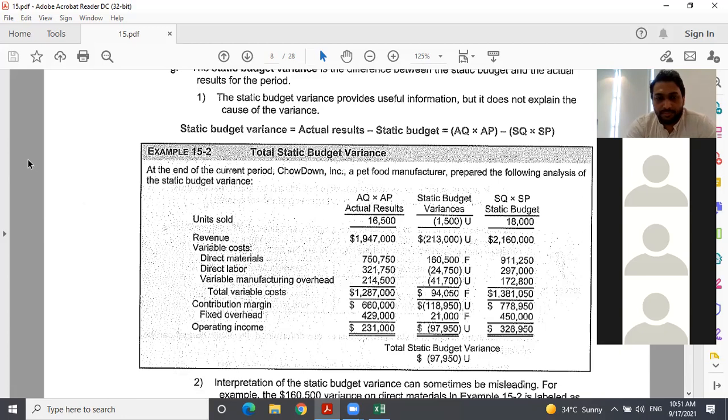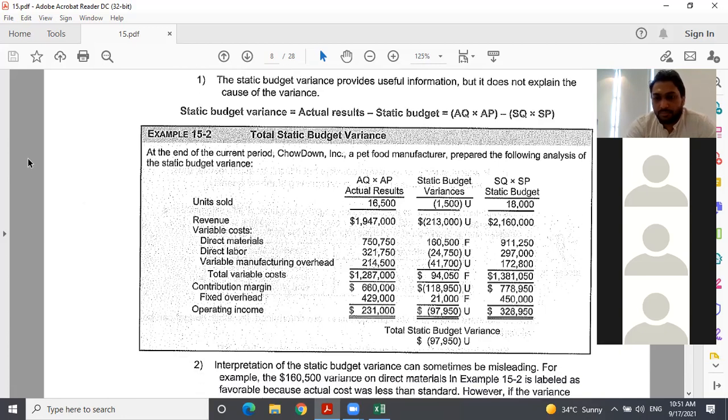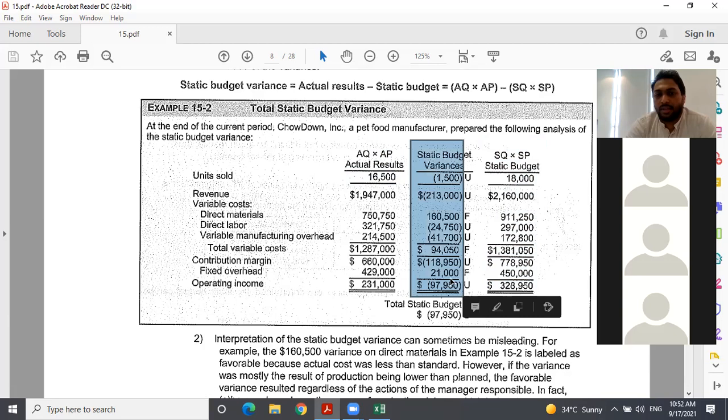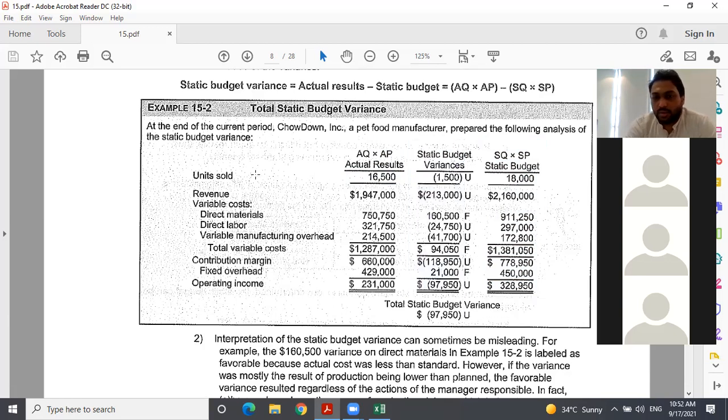So here, when you do this, for example, you have the actual results of units sold, revenues, and variable costs like direct material, labor, everything. So now what we do, we will compare our actual quantity and actual price. You will have the actual rates here. You will compare with your standard quantity and standard price. So variances you will record like this.